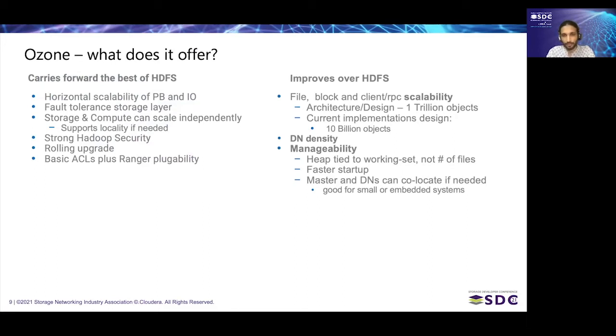The data node has to give container reports, and these container reports are easier to fetch because the number of containers in a data node is lower compared to the number of blocks. Master and data nodes can be co-located if needed. This is good for our embedded system use case.